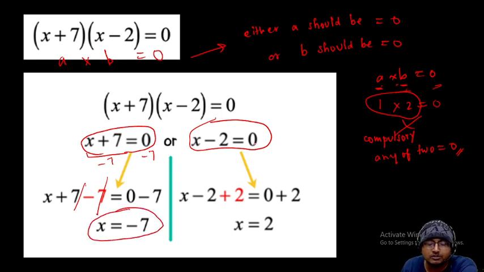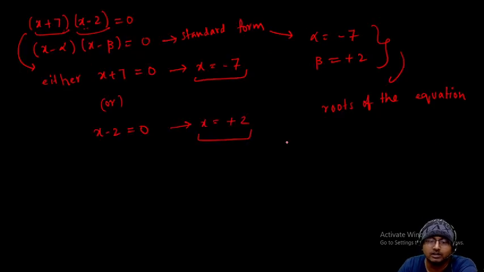Either x minus 2 equals 0, then x minus 2 plus 2 equals 0 plus 2. The minus 2 and plus 2 cancel, so add 2 on both sides. So you get x equals plus 2. Like that you will find. Here also we got the same. By comparing only, we got alpha equals minus 7, beta equals plus 2.